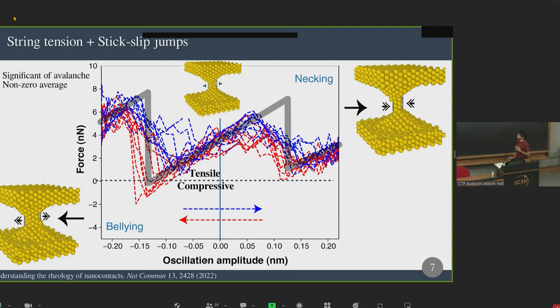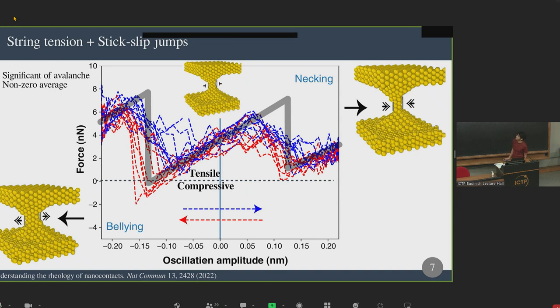But there are two interesting factors here. First, this fattening and narrowing in the necking and bellying is not occurring slowly. It's a very sharp transition. It's a thick slip that translates the necking to the bellying regime, which we try to show with that gray zigzag on top of the data. That's the important thing, and that's what makes it frequency independent.